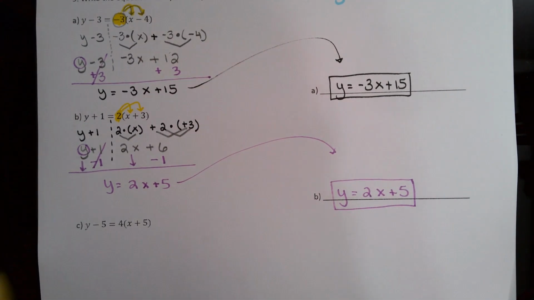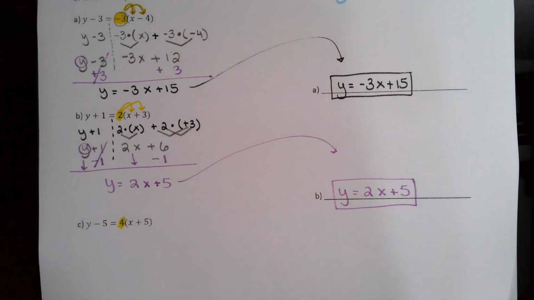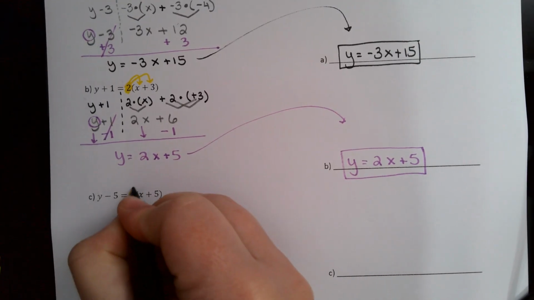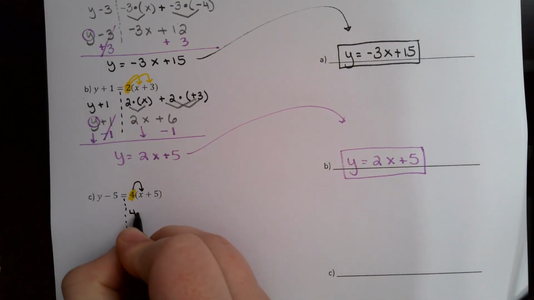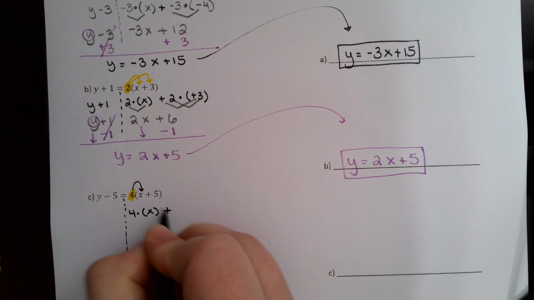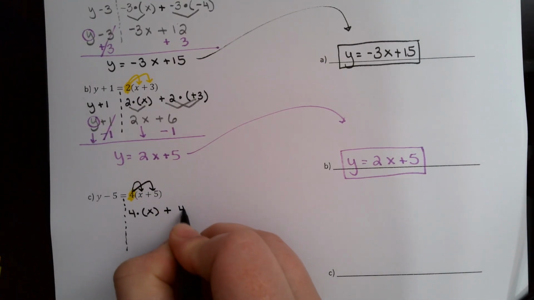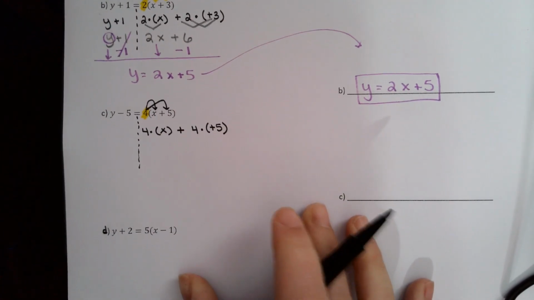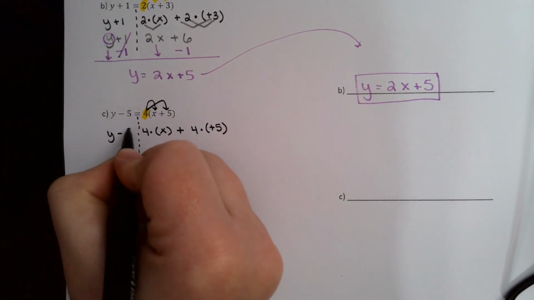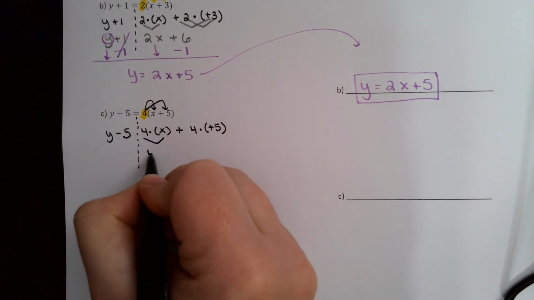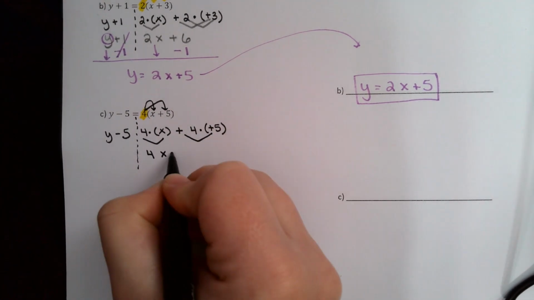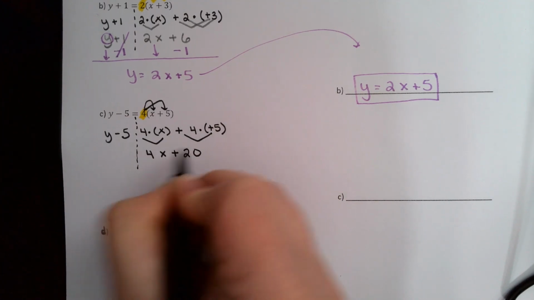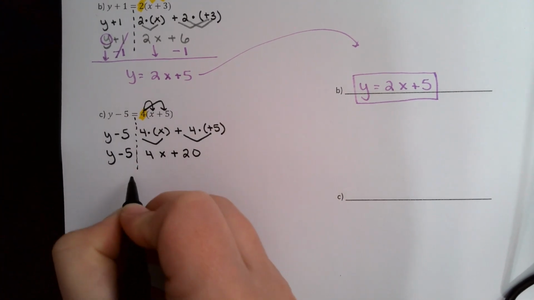Let's do it 2 more times. Take the number in front, dotted line for balance. Multiply inward, 4 times open x and 4 times open positive 5, close it. Bring down the y minus 5. We get 4x. Same or different, same. So 4 times 5 is 20. Bring down the y minus 5.